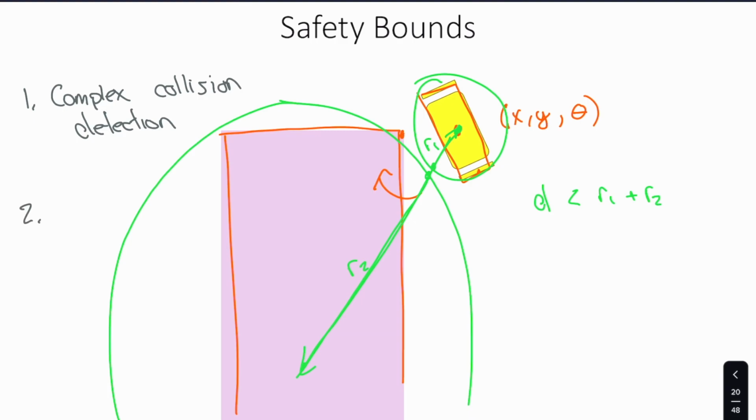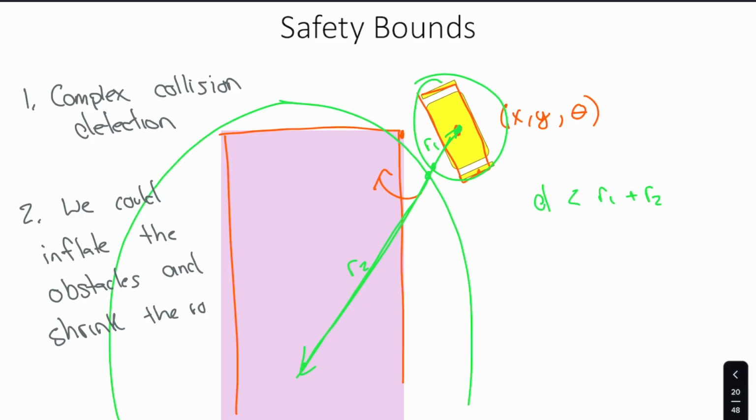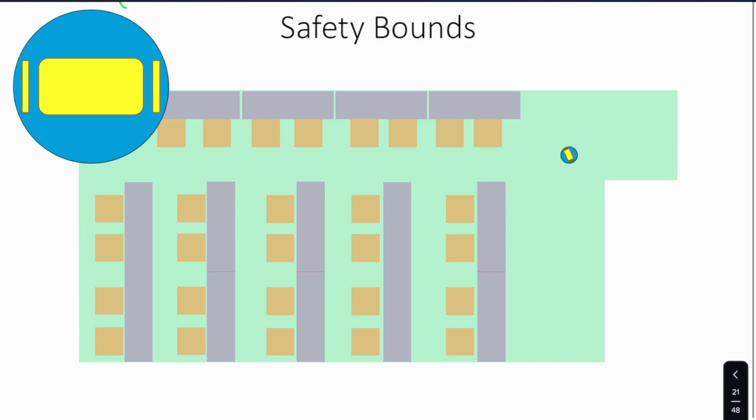Or we could do something simpler, which is more common in robotics. We could inflate the obstacles and shrink the robot. So really, our picture is going to look more like this. We are going to do this idea of having a sphere around our robot, except it's only used to inflate the obstacles themselves.